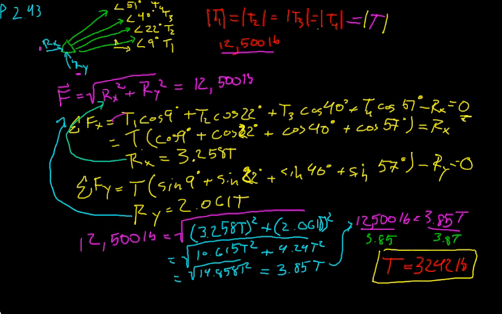If these T's are all equal to each other, if T1 equals T2, T3, T4 is all equal to a single T, that is the T that, given these angles, will yield a reaction force of 12,500 pounds.